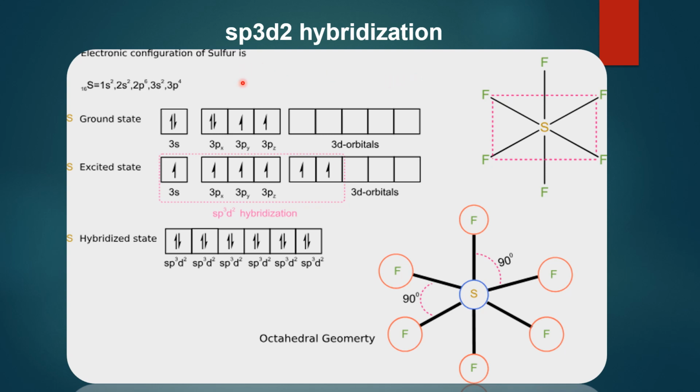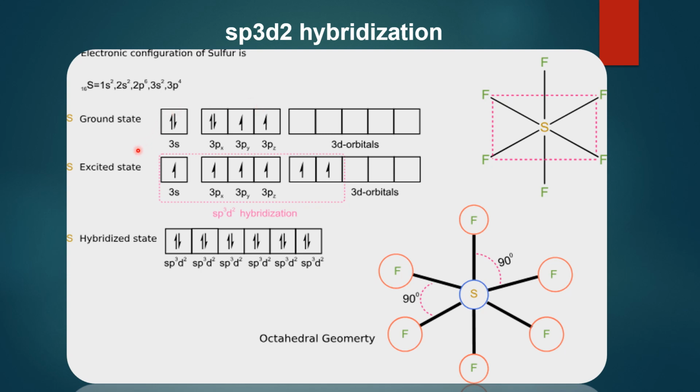The given example for sp3d2 hybridization is SF6. Here the central atom is sulfur. The surrounding atoms are 6 fluorine atoms. In SF6, one electron each from the 3s and 3p orbitals is promoted to the 3d orbitals.